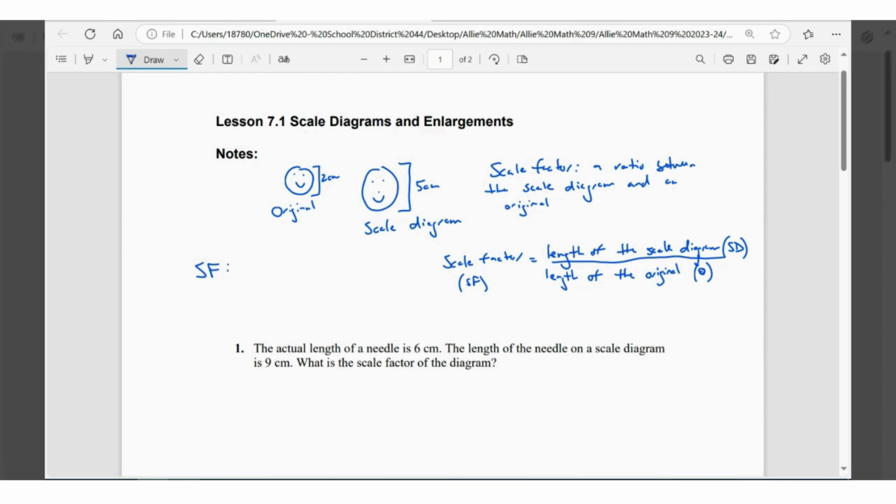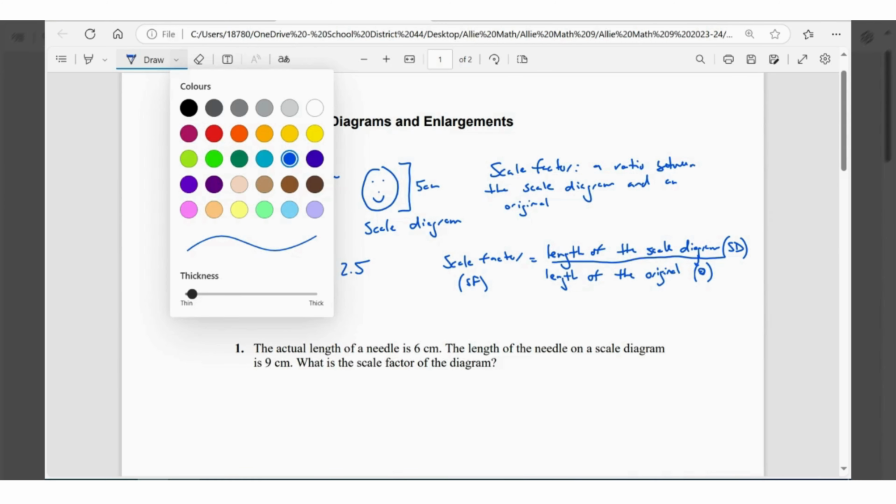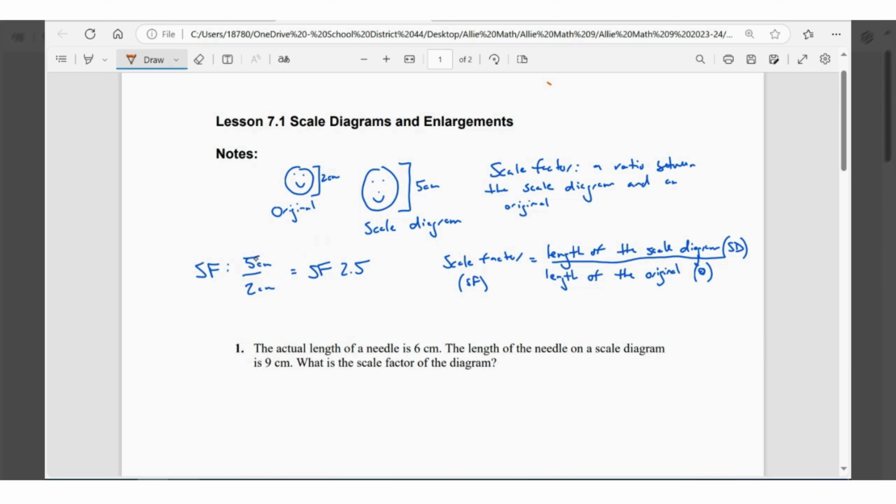And so if we wanted to find the scale factor, for example, of our smiley faces here, we would do the length of our scale diagram, that's 5, over the length of our original, that's 2. And so our scale factor would be, we do centimeters here, 2.5, like that. And our scale factor, even though these are in centimeters, doesn't have units. So maybe you could write, little star, no units for scale factor.